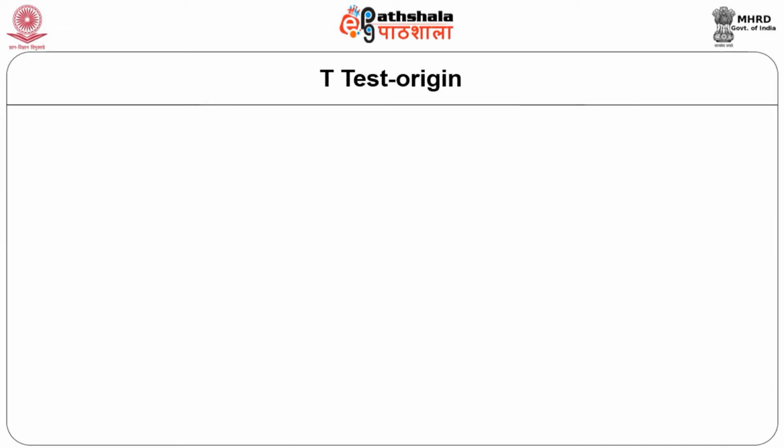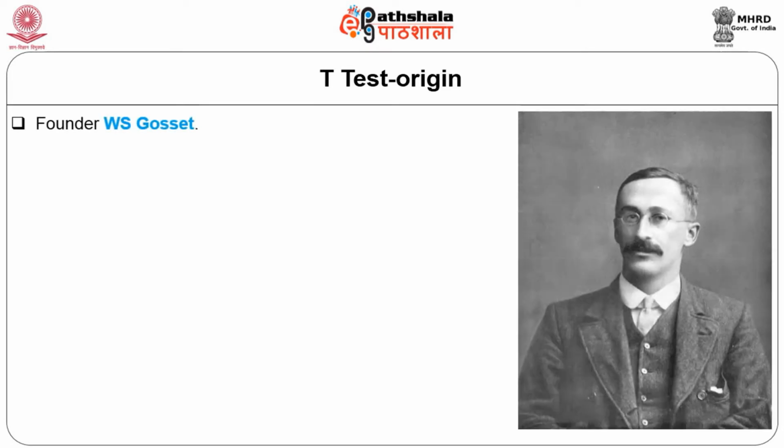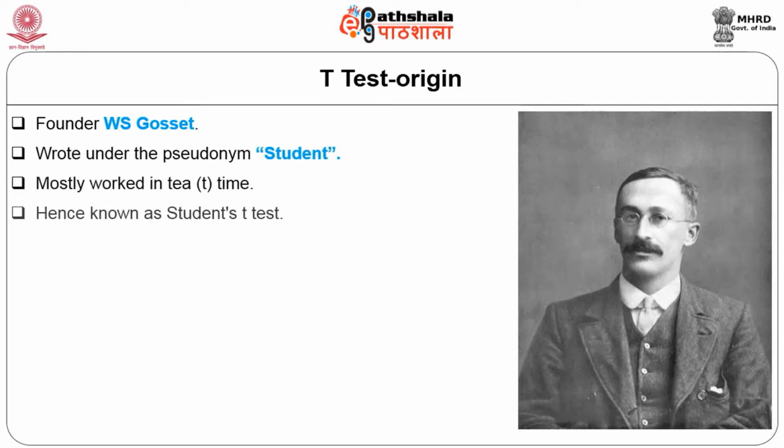One of the parametric tests that is very important and which most people use is the t-test. The founder of the t-test was W.S. Gosset, who used the pseudonym Student when he wrote the distribution. Basically, this test is used whenever the sample size is less than 30 and preferably less than 60.